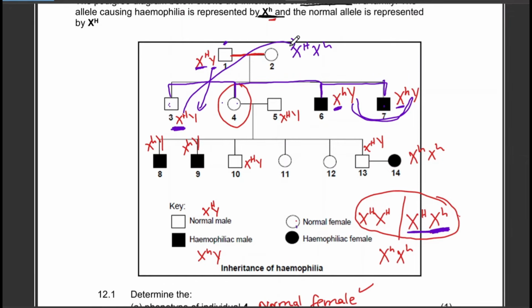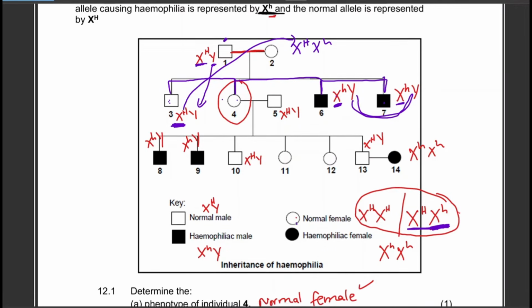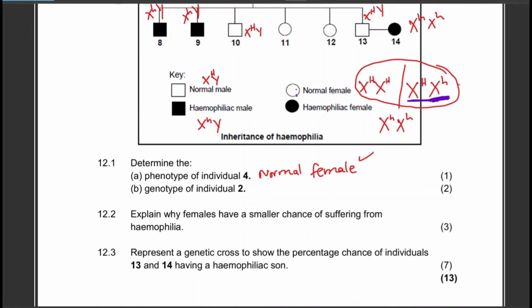There is that allele. All right, then you can also use this information about, actually, I think these ones are the giveaway. You use the affected males. Yeah. Okay, so we got it. They are heterozygous. So, explain why females have a smaller chance of suffering from hemophilia, for 3 marks.